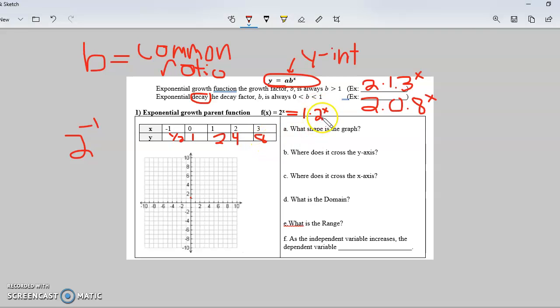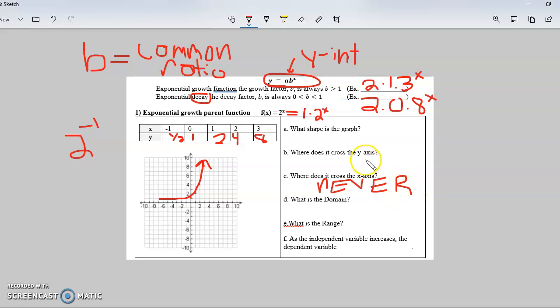So because this b is greater than 1, this will be growth. So I go 1, 2, 2, 4, 3, 8. This starts small and gets really big really quickly. Remember, this is kind of like going to the door. If we go halfway there, we'll never actually reach it. So we'll never actually reach our x-axis. Where does it cross the x-axis? Never. This will never cross our x-axis.